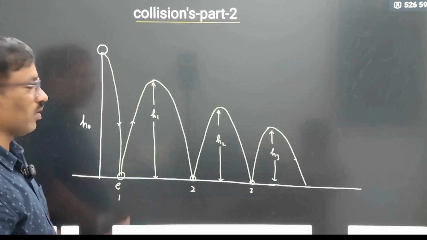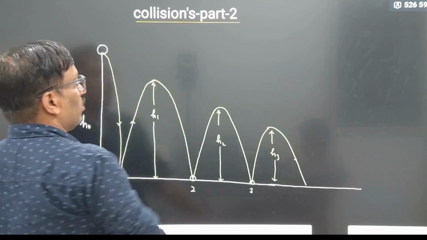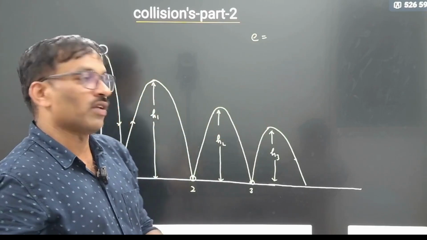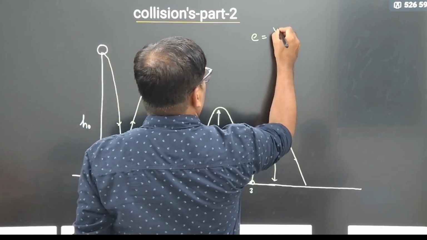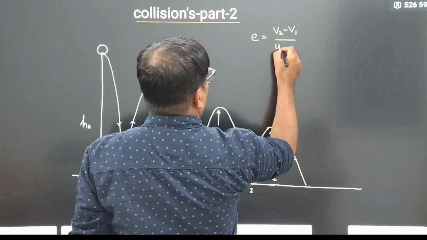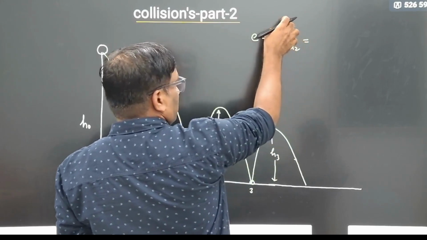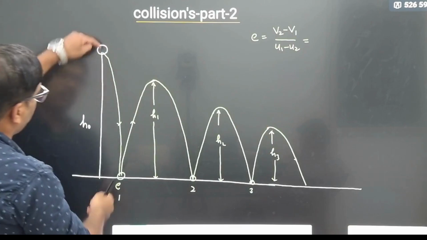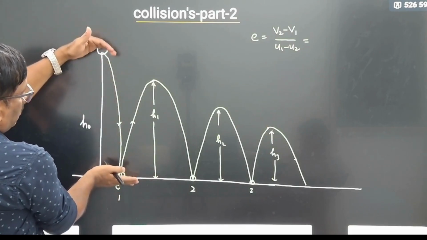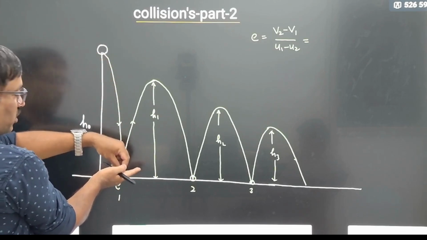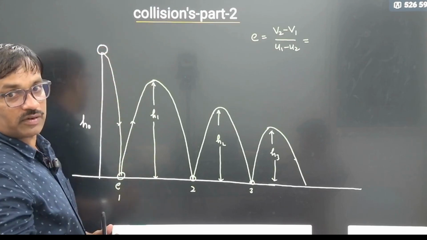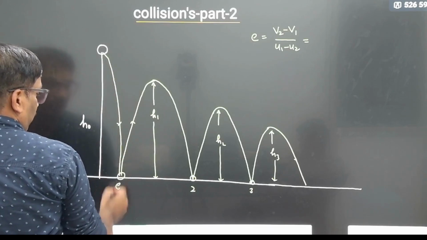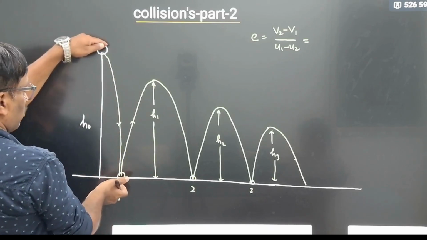Now we will derive the coefficient of restitution equation. We know the coefficient of restitution is the velocity of separation divided by the velocity of approach, that is the relative velocity: v2 minus v1 by u1 minus u2. Here the ground is not moving. From here to here is the velocity of approach, and from here to here is the velocity of separation. It is falling down in free fall under gravity.